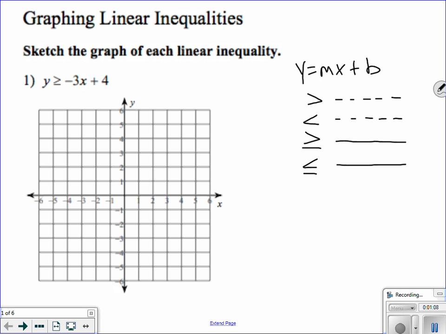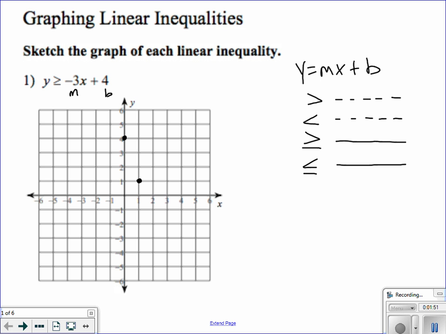So if we look at number 1 here, we have y is greater than or equal to negative 3x plus 4. Again, the negative 3 is your m, and the 4 is your b. So 4 is our y-intercept. I'm going to go to 0, 4, and make my point for my y-intercept. And then our slope is negative 3. So remember, a slope of negative 3 means we go down 3 and right 1. So from the y-intercept, I'm going to count down 3 and right 1. And I would be right here. So I have those 2 points.